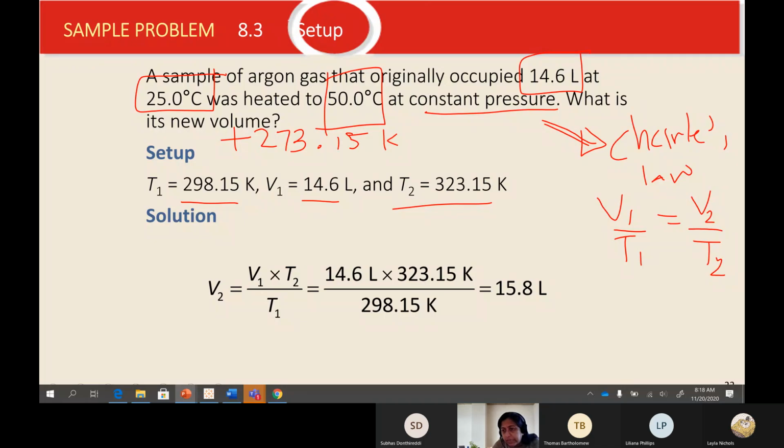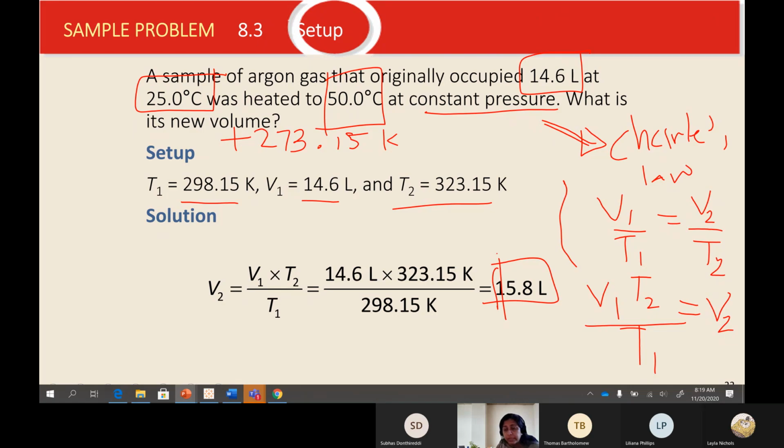If I rearrange this equation for V2, the T2 goes to the numerator. V1 multiplied by T2 divided by T1 equals V2. Okay, so now I'll plug these numbers in and solve, and I got the answer as 15.8 liters as the new volume at 50 degrees Celsius, or 323.15 Kelvin.